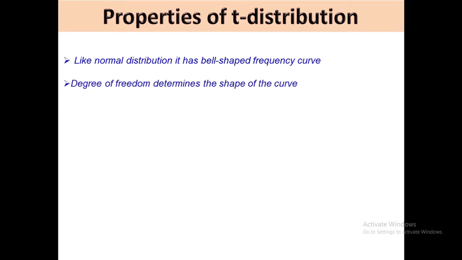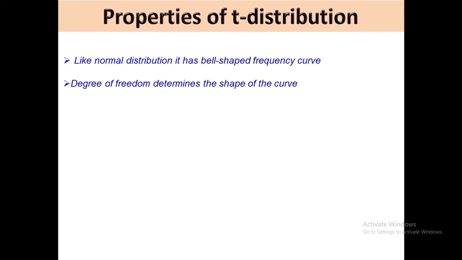Properties of the t-distribution. The t-distribution, like the normal distribution, has a bell-shaped frequency curve which is symmetrical. The t-distribution has a property called the degrees of freedom, the only parameter which determines the shape of the curve.